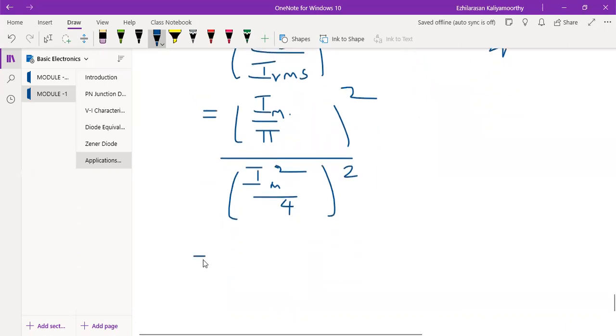Now what we will do? This will become IM square by pi square. Just do the simplification. When you do the simplification, what I will get? IM square divided by pi square into, I take it as, 16 divided by IM power 4.